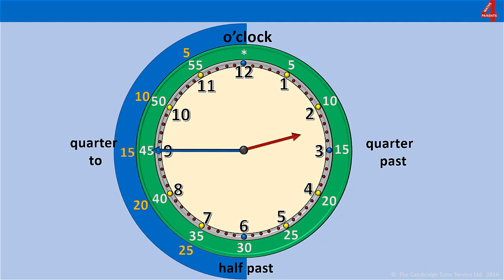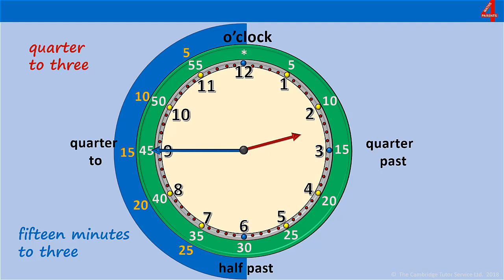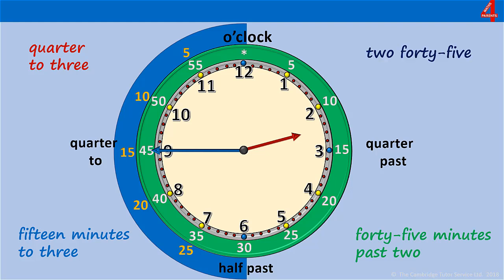This one's a bit more tricky because you have to take into account the minutes to, too. The minute hand is pointing at the 9, and that's telling us that there's 15 minutes until the next hour. The next hour will be 3, so that's 15 minutes to 3, or just quarter to 3. It's also 45 minutes past the hour before, which was 2. 45 minutes past 2, or 2:45.